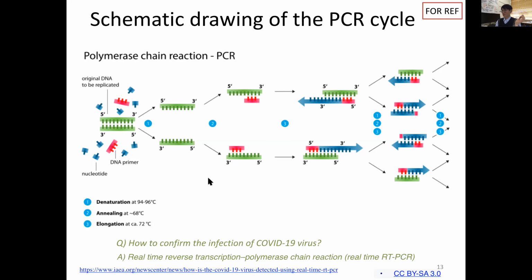So to check that, we need a reverse transcription PCR, because we make the RNA information of coronavirus into DNA, and then we run this PCR. There's something called real-time PCR, which we can watch in real time during these cycles to check whether a suspected DNA piece or segment is present or not.